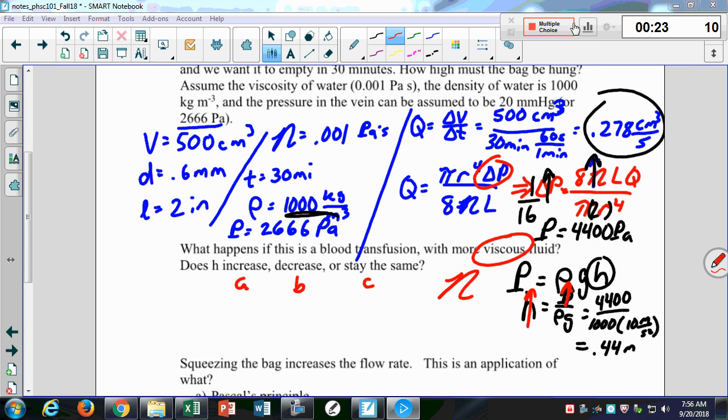I go from a small needle, I make the needle bigger. What happens to the height of the bag to keep the same flow rate?